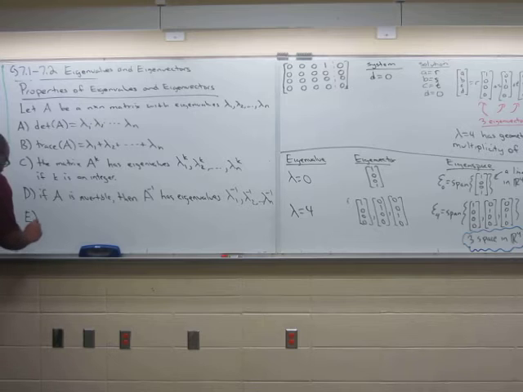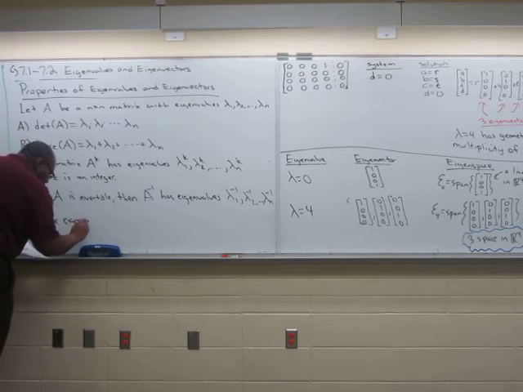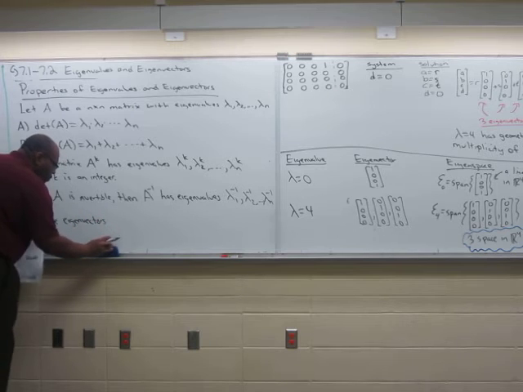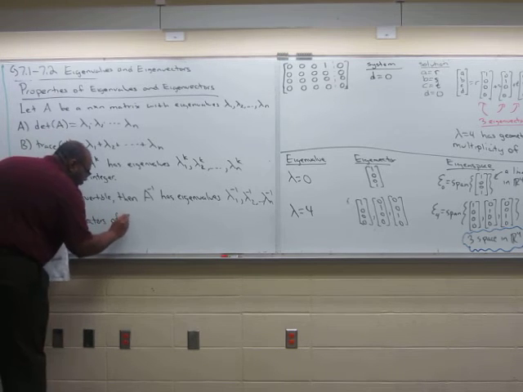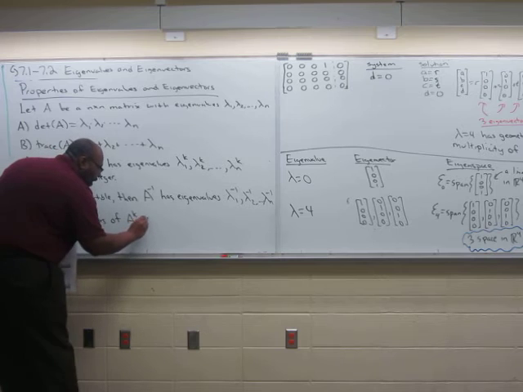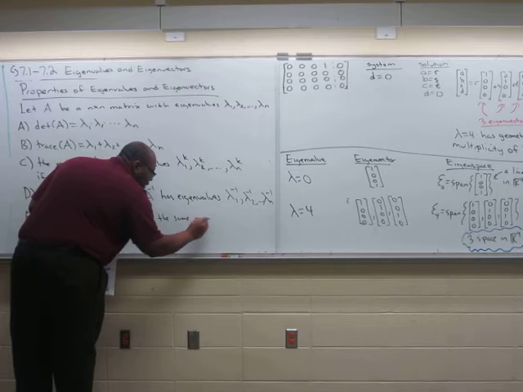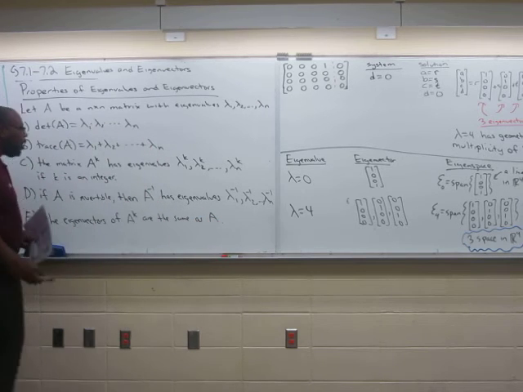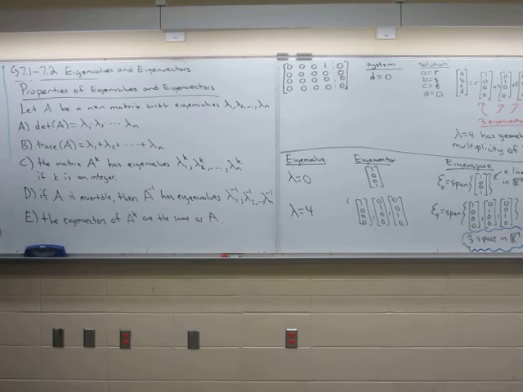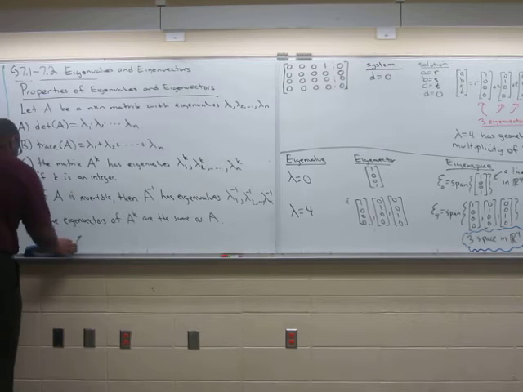E, the eigenvectors of A to the K are the same as A. So if I know the eigenvectors of A, then I know the eigenvectors of A to the K. They're the same eigenvectors that we had when we found the eigenvectors of A. Okay? And then finally, F.